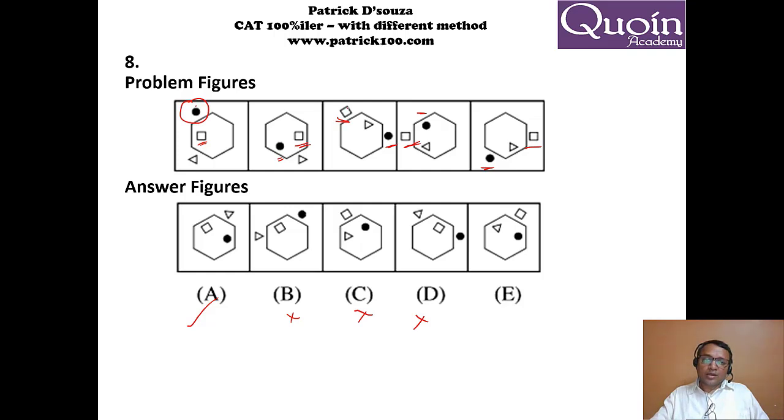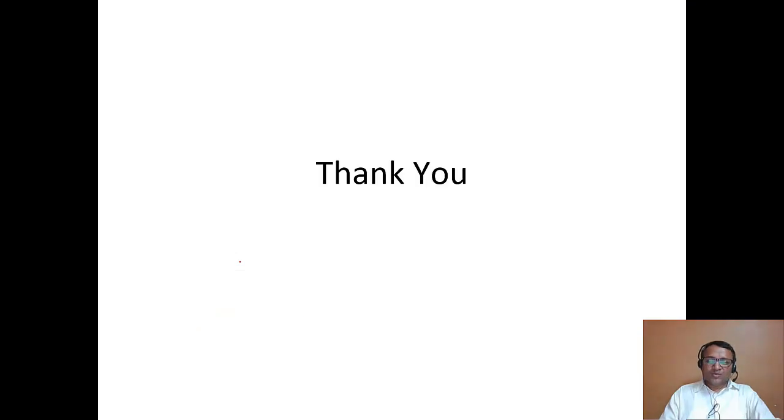It moved 3, 2, 1, again 3, it should be 2 places. Square should move 3 places, 2 places, 1 place, 3, it should be 2. So automatically you get the answer as A option. Right? I hope it's clear. So visual is normally improved with practice. So if you practice a lot, I'm sure it will help you in your exam. Thank you.